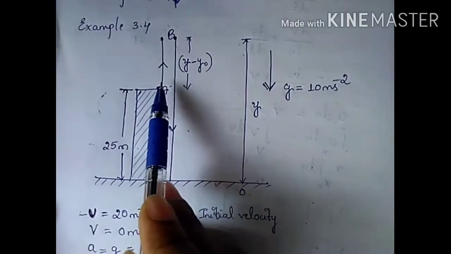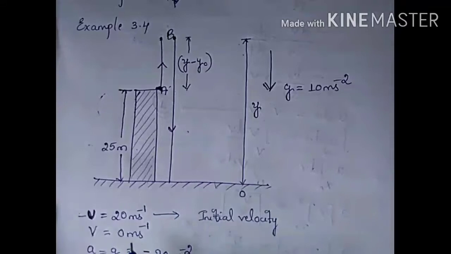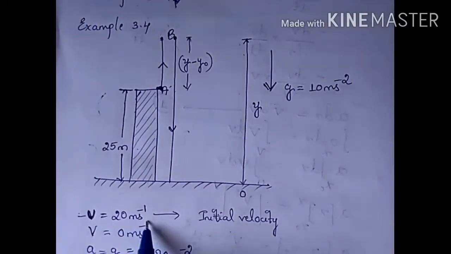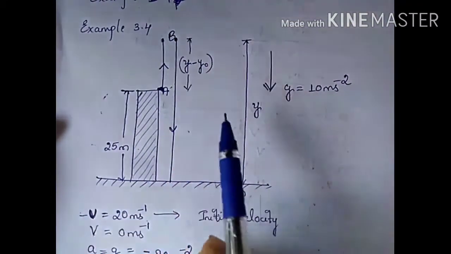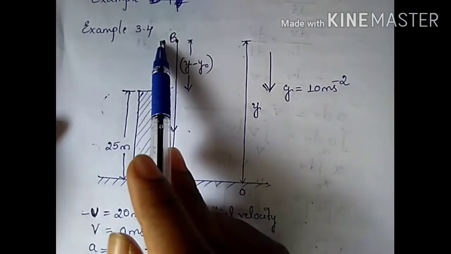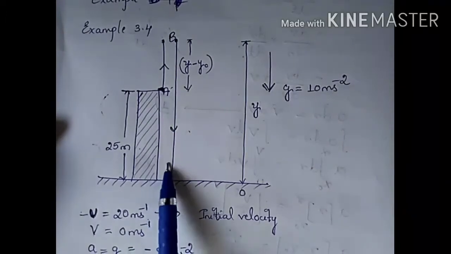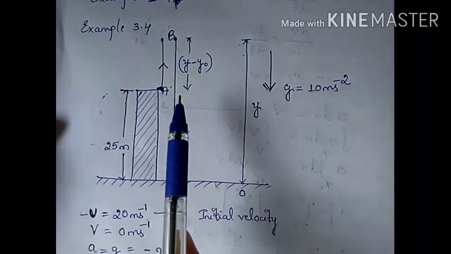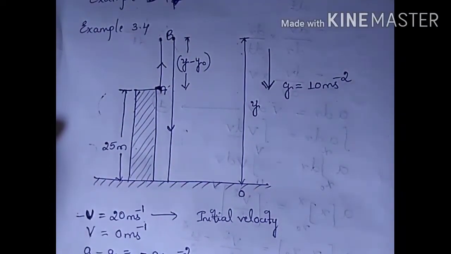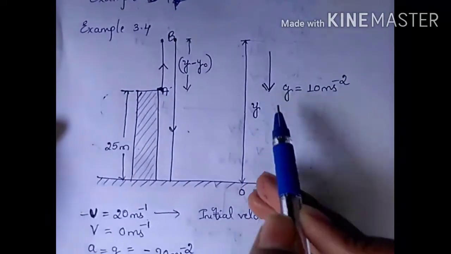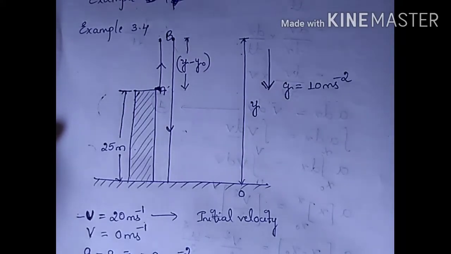From this building the ball has been thrown upwards with velocity u equals 20 meters per second. When the ball reaches this point, its velocity becomes 0, and then the ball will fall to the ground. Why will the ball fall to the ground? Because there is an acceleration due to gravity acting on the body in this direction, so g equals 10 meters per second square.